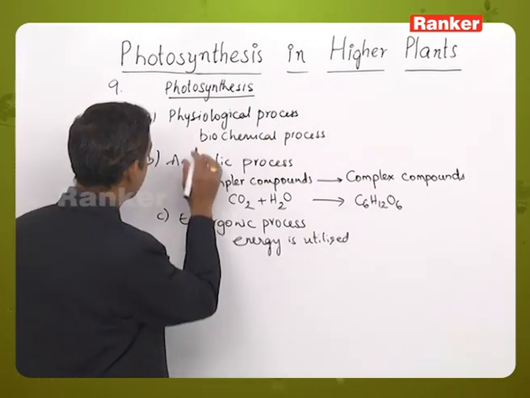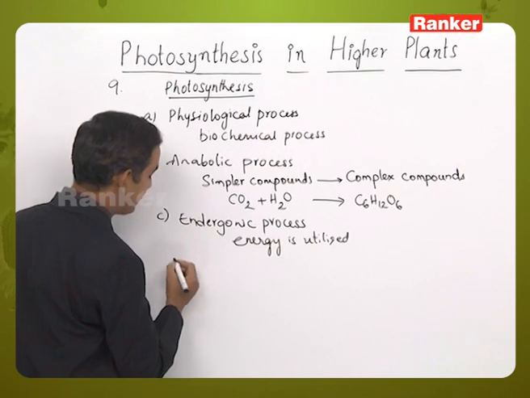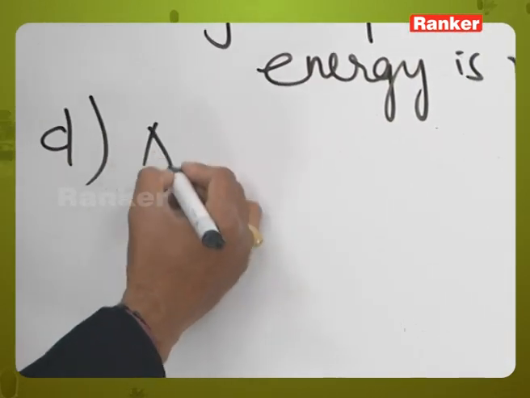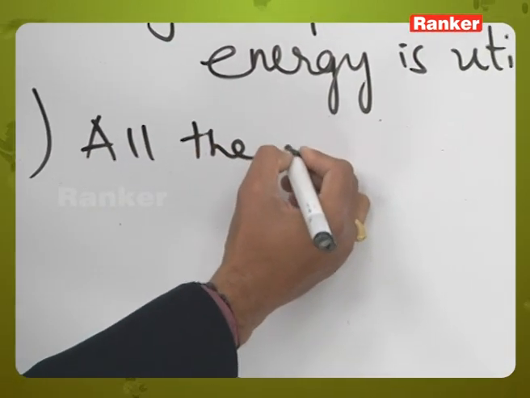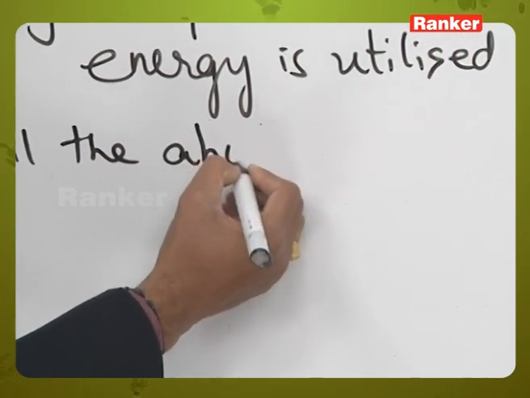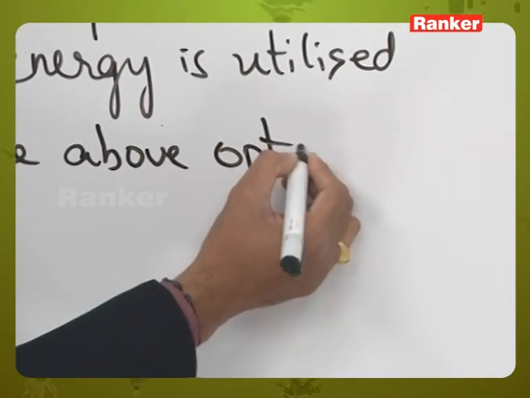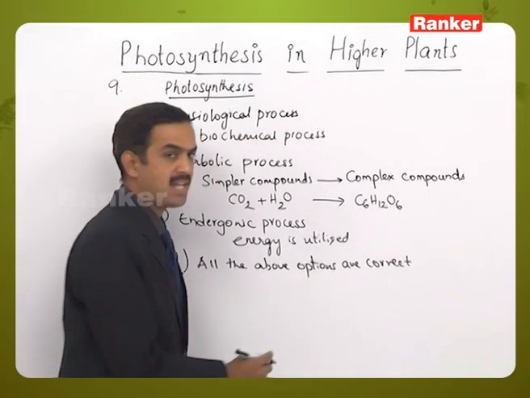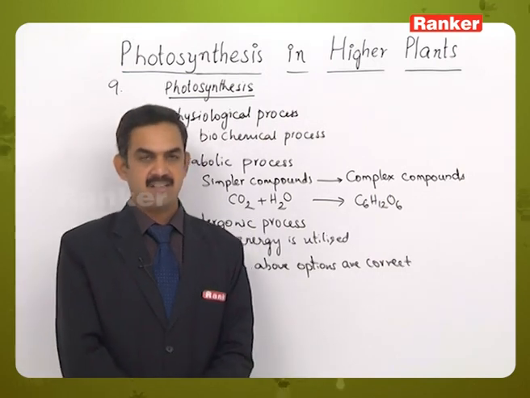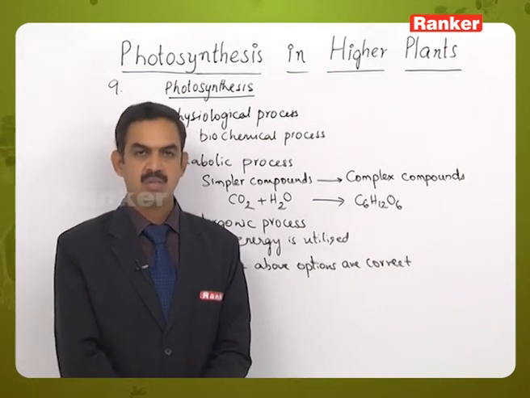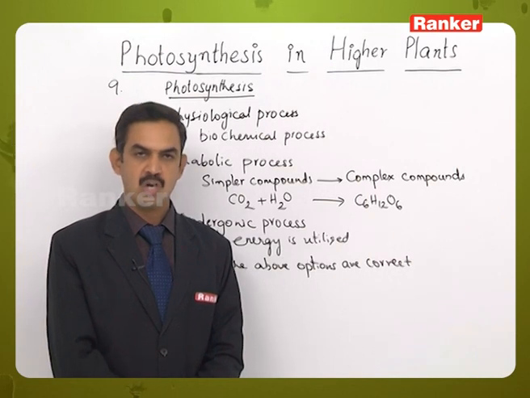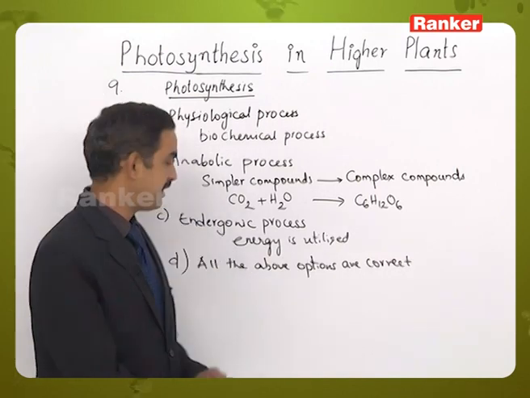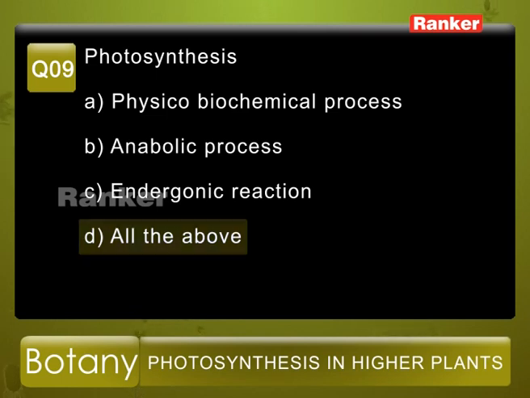So from the given options, all the three are related to photosynthesis. So from the fourth option, all the above options are correct. So that's what we can say, that A, B, C are related to the photosynthetic process. So we can say all the three options, that is A, B, C, are correct. That means option D from the given options is the correct answer for this question.